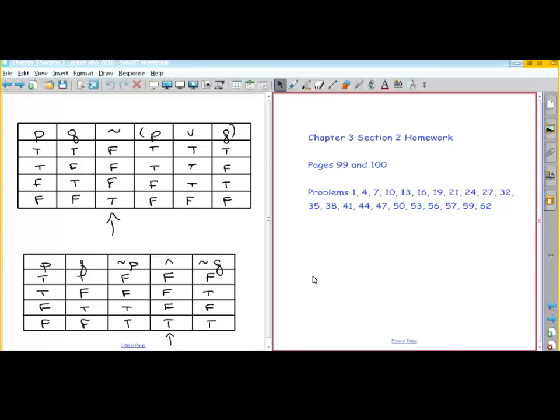So I think I assigned this last time, in case you didn't write it down. So this is due... yeah, well, I think I assigned it last time, but I couldn't remember for sure. Chapter 3, Section 2. Okay, so I've assigned that one already. Okay, the test is going to be on Sections 2.3 and 2.4 and 3.1 and 3.2.